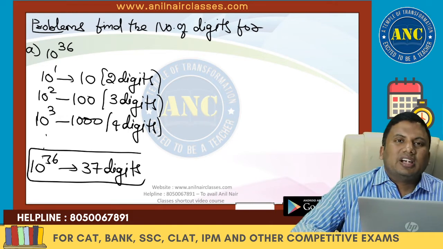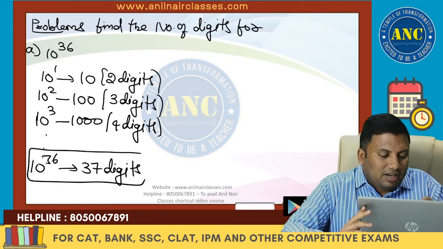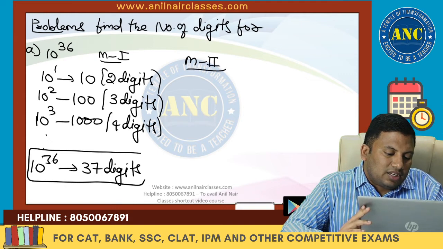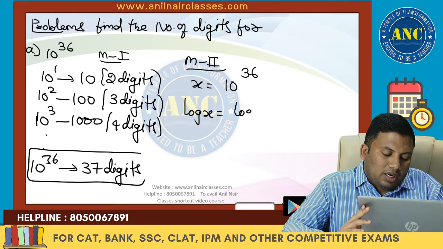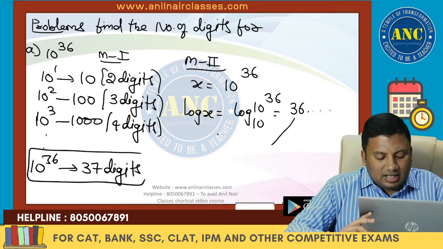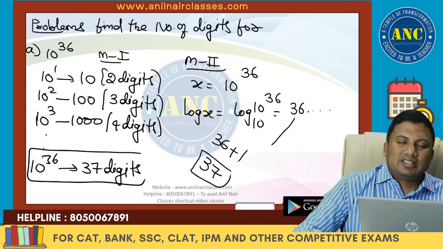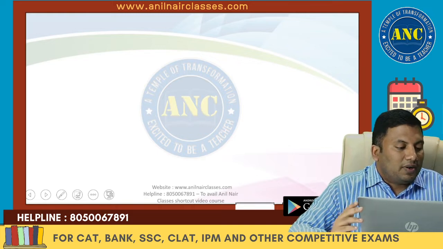For 10 it is quite easy because it is in decimal system base. Log 10 base 10 will be 1. Even if you look at it from a logarithmic point of view, that also will give you the same answer. Let x equal 10 power 36. Then log x equals log 10 power 36 base 10, so this is nothing but 36 point something. The characteristic plus 1, 36 plus 1, is nothing but 37. I hope the idea is clear. For 10 power 36, the answer is 37 digits.